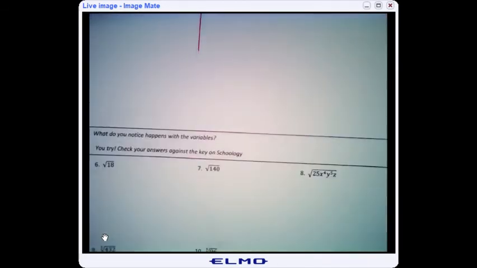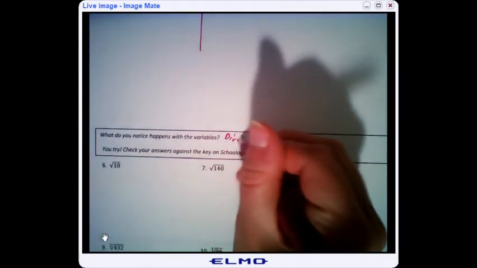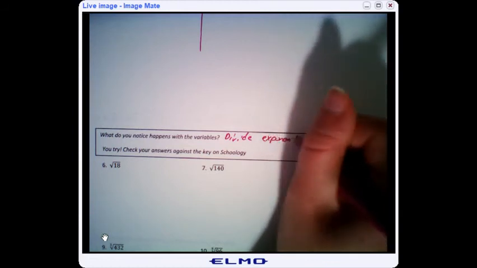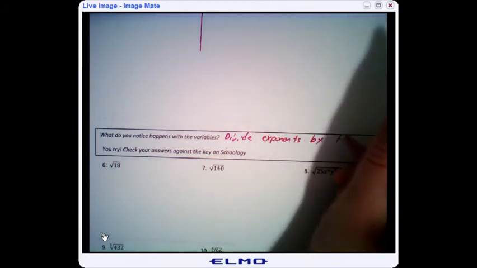What do you notice happens with the variables? So you just divide the variables by the exponent, or by the index. So divide the exponent by the index.